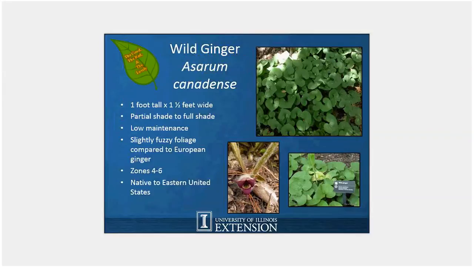The foliage is slightly pubescent or fuzzy compared to the European ginger. If you have that one, it is even a lower ground hugging plant, and it has a very shiny, glossy leaf. And this one is native to the eastern United States. What's interesting is that we're showing you here in that one picture, that's the flower, but the flower shows up below the leaves, very close to the ground, and in some instances, if you don't look for it, you really don't see it.